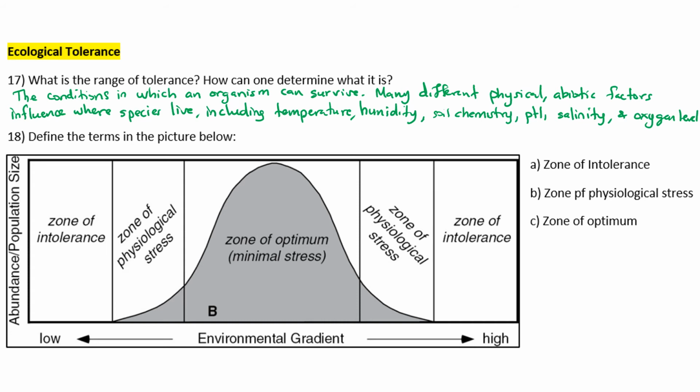Number 18, define the terms in the picture below. So we have the zone of intolerance. This is the area outside the geographic range where a population is absent. So actually, I'm going to be rewriting that down here where there's more space.